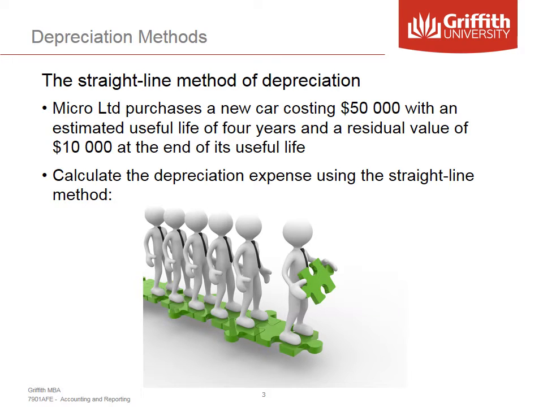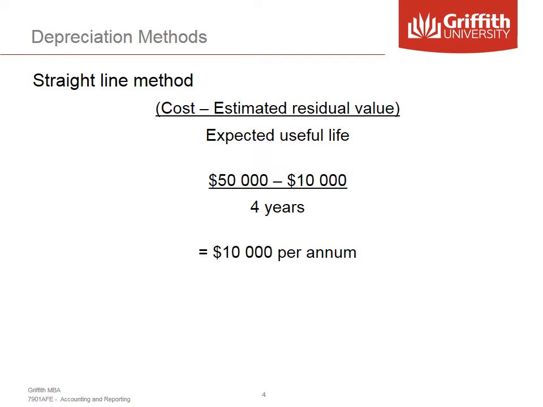for $10,000. Now, to calculate the depreciation expense using the straight line method, remember again what we are spreading is the cost to the business over its useful life, and so it's not a surprise that the formula takes the cost. Now it's the cost which is reduced by what they expect to get back, which is the estimated residual value. So cost minus estimated residual value on the numerator divided by its expected useful life of 4 years. And that then gives us a depreciation expense of $10,000 each year.